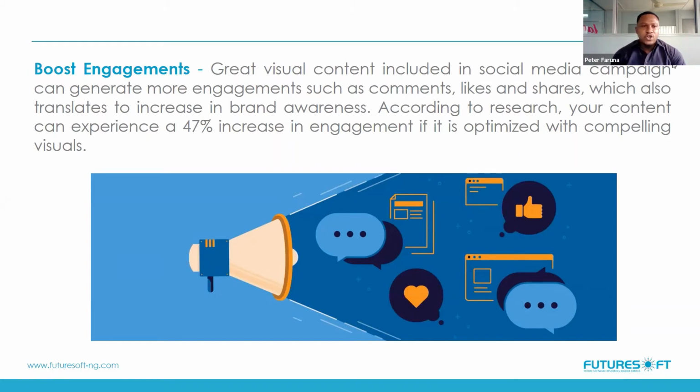According to research, your content can experience a 47% increase in engagement if it is optimized with compelling visuals. Optimization of your visuals, which I spoke about earlier on. What are you doing to push up your visuals? Are you running ads? Are you running valid ads? Are your ads effective? Are you getting your target audience? Are you selecting the people that have interest in this particular product? Because, for example, I can actually decide to run an ad, and if you run an ad and you don't have a reasonable target audience, it can turn out to be a huge mess.